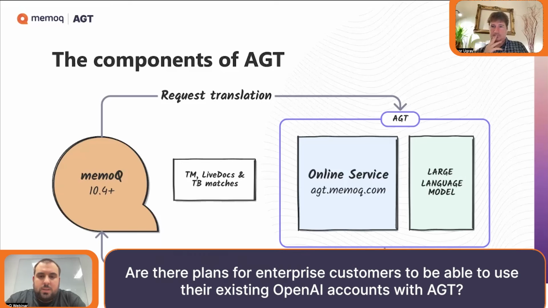The next one is, are there plans for enterprise customers to be able to use their own existing OpenAI accounts for AGT? And also, what API key did you show, was that an OpenAI API key or memoQ AGT's API key? That was memoQ AGT's API key, and I know you saw it. Rest assured that as soon as this webinar is over, that key will be revoked, so we don't even need to blur it out from the recording.